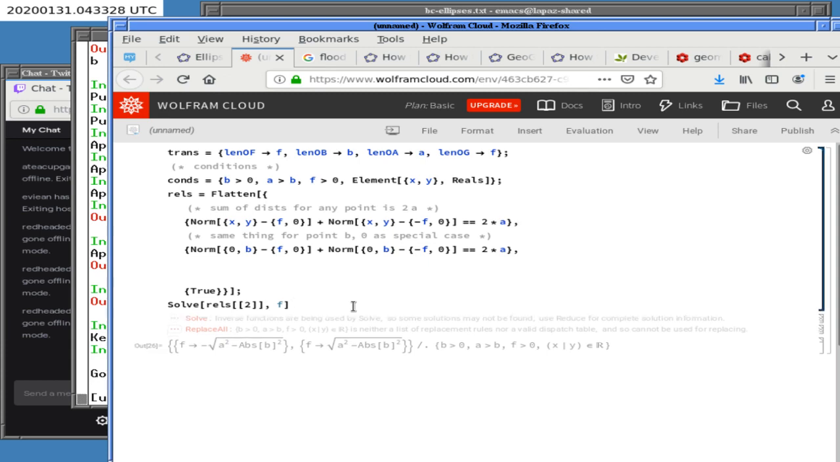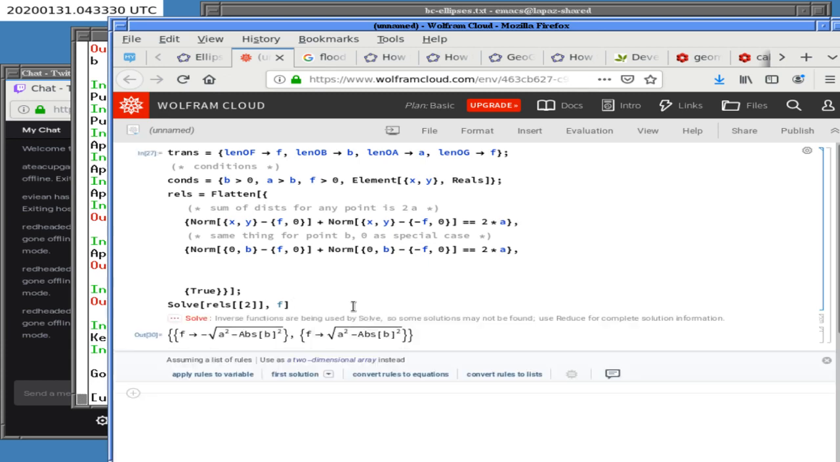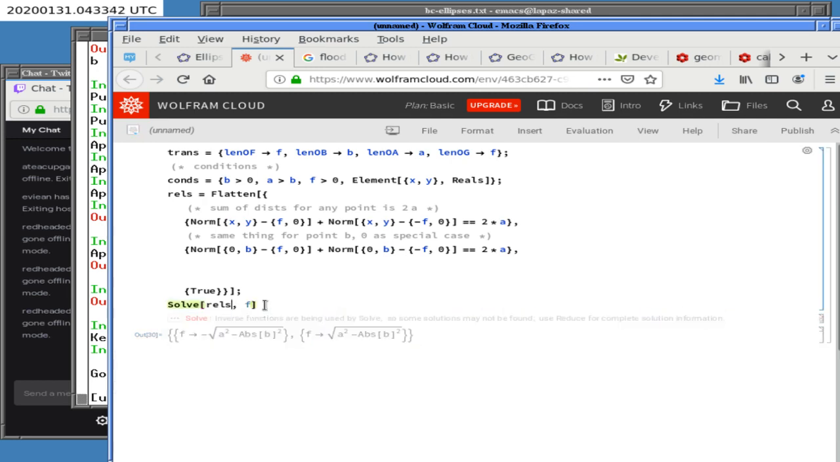We've got an answer here. And because b is positive, this is just a squared minus b squared, or minus a squared minus b squared, but f is greater than 0, so the only thing that actually works is this. So that's what I wanted. That's a good thing. But now what if I say solve rels for s? The problem is I think if we give it too much, yeah, it doesn't like it.